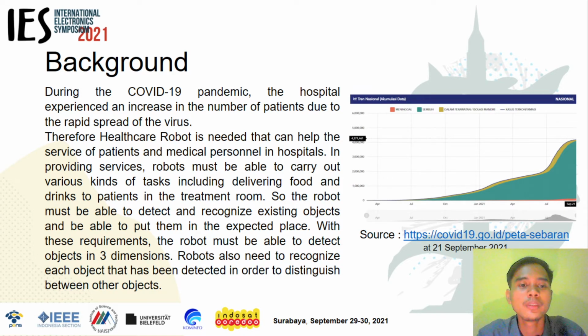So the robot must be able to detect and recognize existing objects and be able to put them in the expected place. With this requirement, the robot system must be able to detect objects in three dimensions, and the robot also needs to recognize each object that has been detected in order to distinguish between other objects.